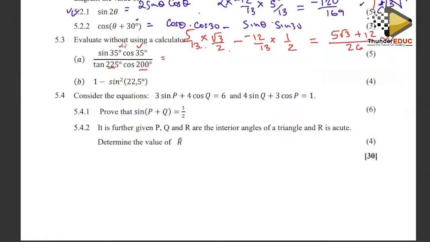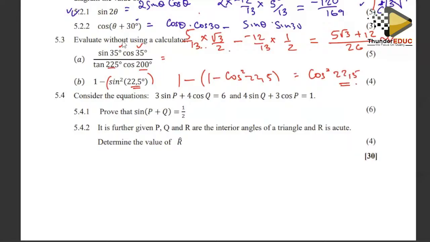Okay, then they want us to get 1 minus sine squared of 22,5. So we know that 22,5 is just the half angle of 45. Okay, so how do we express this? We can say that 1 minus, let's change this to a cos. It's going to be 1 minus cos squared of 22,5. The 1 and the 1 are going to cancel out, and then we're just left with the cos squared of 22,5. They want us to get the value of this.